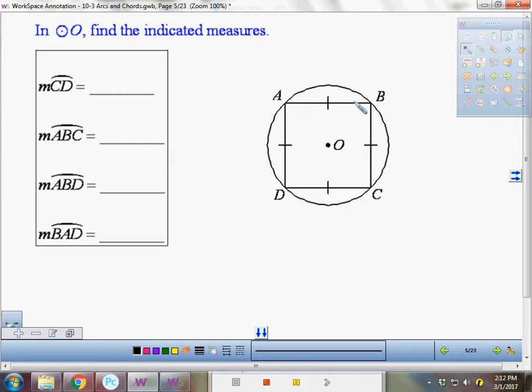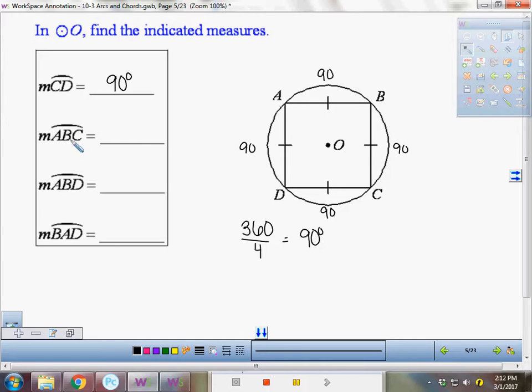Well, since there are four sides, all I have to do is take 360 and divide that by 4. That'll tell me how much each little spot is. So that gives me 90 degrees. So every single side is 90. So this side is 90, this side is 90, this side's 90, and this side is 90. Alright, so CD, that would be this arc right here, is 90 degrees.